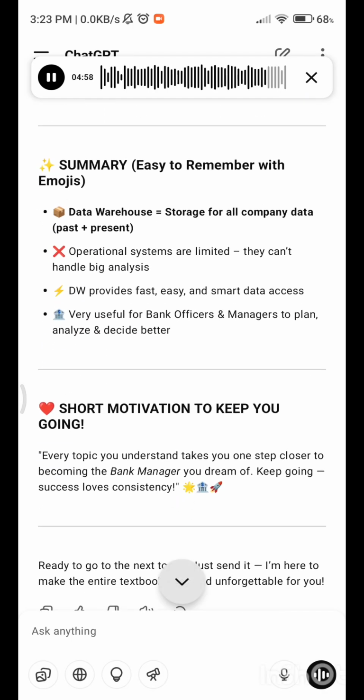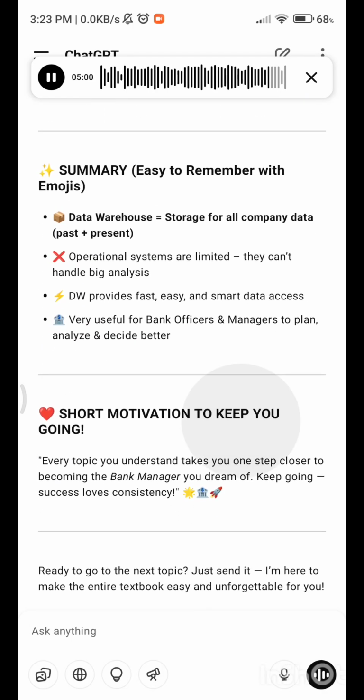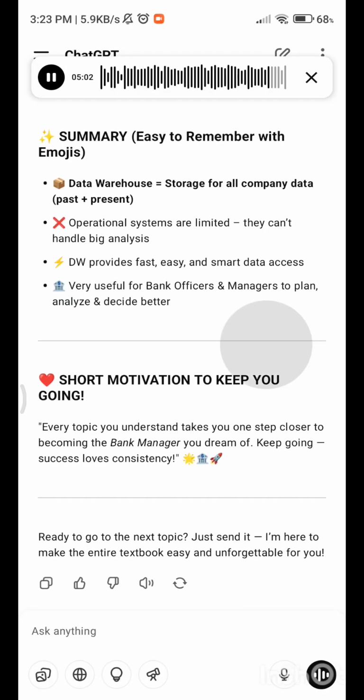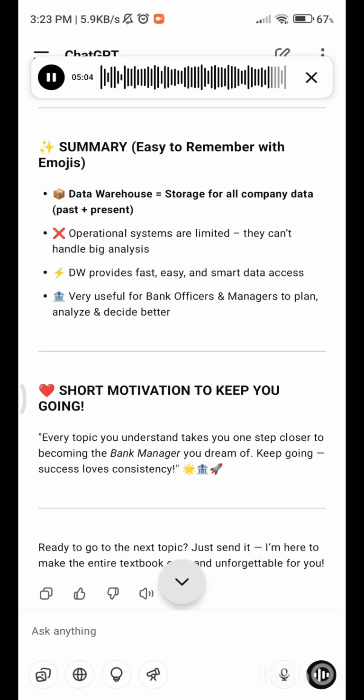Summary, easy to remember with emojis. A data warehouse is storage for all company data, past plus present. Operational systems are limited. They can't handle big analysis. DW provides fast, easy, and smart data access. Very useful for bank officers and managers to plan, analyze, and decide better.